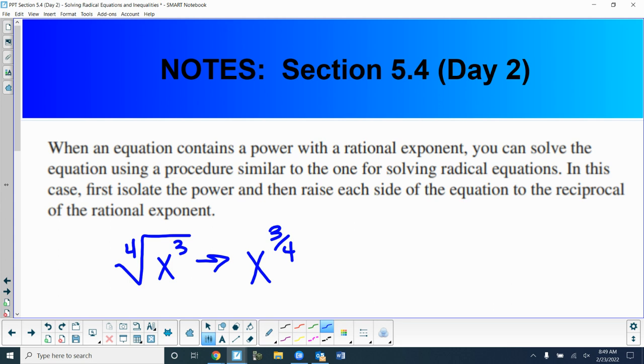So it says, when an equation contains a power with a rational exponent, a fraction, you can solve the equation using a procedure similar to the one for solving radical equations. In this case, first isolate the power. All right, so we want to get the x to the power by itself, just like we did the radical part yesterday. Then raise each side to the reciprocal of the rational exponent. So if it was x to the 3/4, we're going to raise it to the reciprocal of 3/4, or what power? 4/3 power. Yeah, that's what we're going to do. All right.